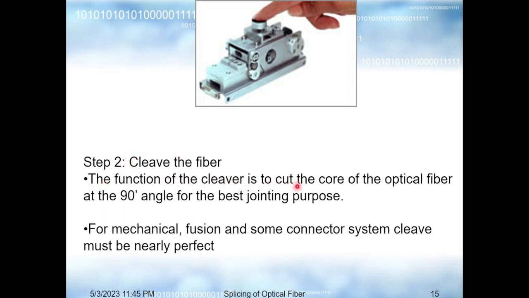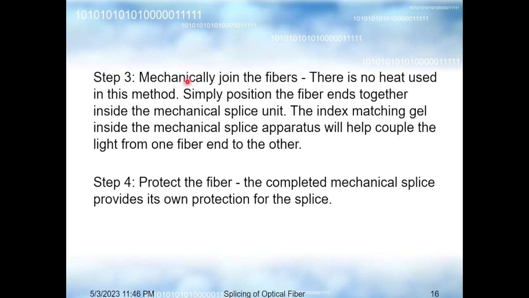Step number 2, cleave the fiber. Cleaving the fiber is a process which cuts the core of the fiber at a 90-degree angle. The function of the cleaver is to cut the core of the optical fiber at a 90-degree angle for the best jointing. For mechanical splicing and some connector systems, the cleave must be nearly perfect. If the cleaving is not perfect, losses will occur.